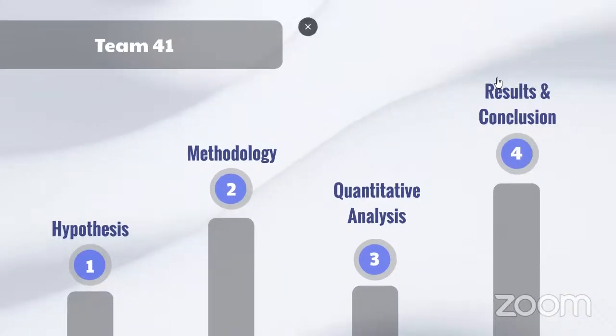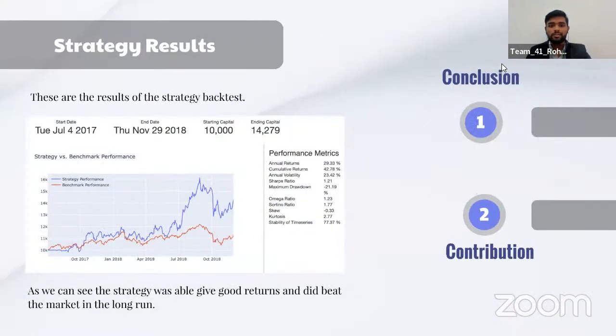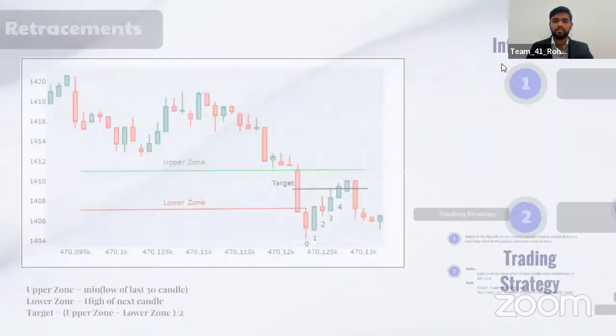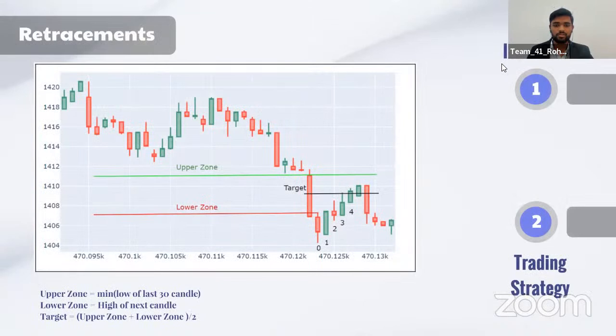Hello everyone, I am Rohit and I will be covering the quantitative analysis part of our presentation. First of all, let me explain what exactly the retracement is. As Himanshu already explained the upper and the lower zone, in our case, we take the retracement as simply the average of this zone. I have also included the figure to help illustrate the market covering the inefficient zone.